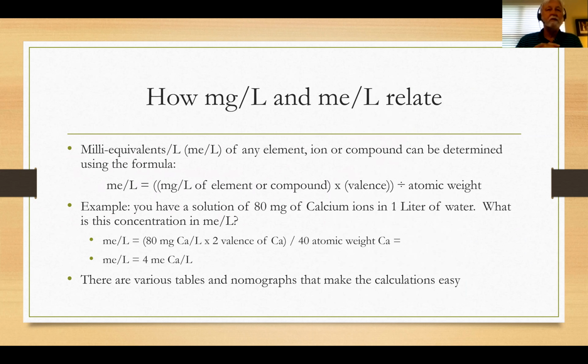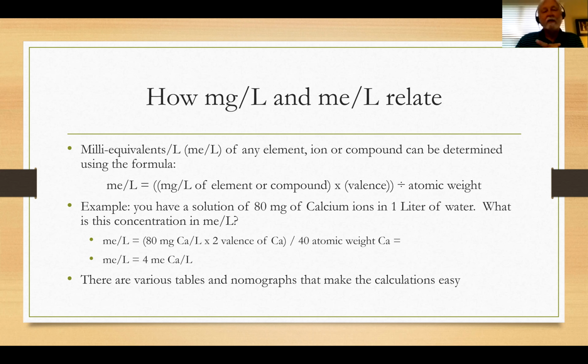Milliequivalents of any element, ion or compound can be determined by using the formula where you take the milligrams per liter of element or compound, multiply by the valence, and divide by the atomic weight. You see the example there where 80 milligrams per liter of calcium ions becomes 4 milliequivalents of calcium per liter. It's real simple. It just takes into account the valence, and as you'll see as we go forward, this makes things a lot simpler to do.